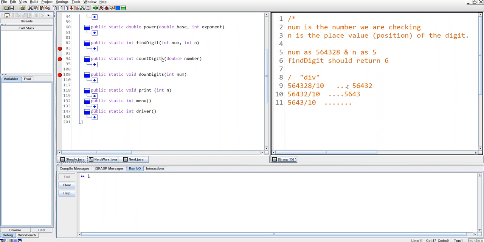And we're going to do it one more time, 564 div 10. Now we get to 56. Now we've broken it down so that we can get to that 6. Now we can access the place value, the digit that we're really looking for, the pieces that we care about.